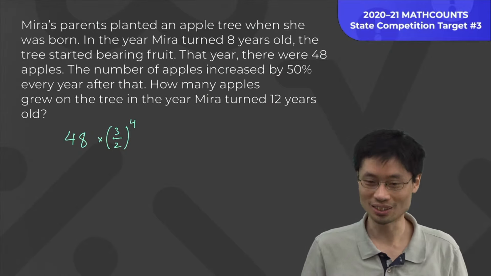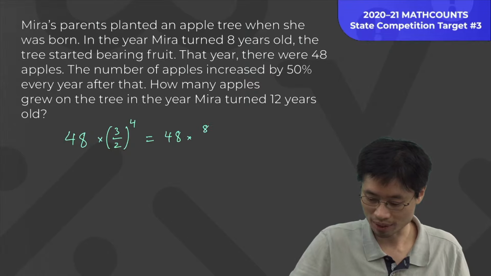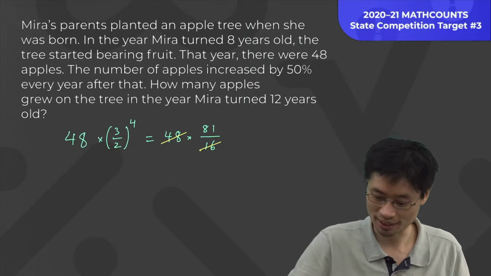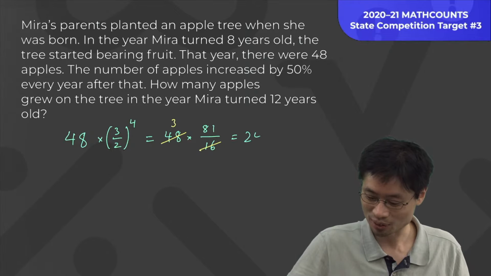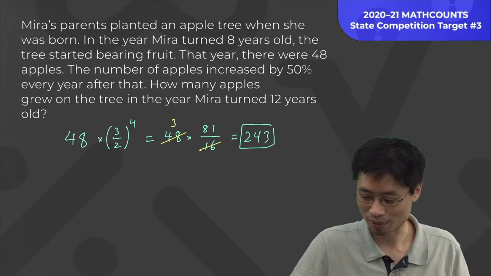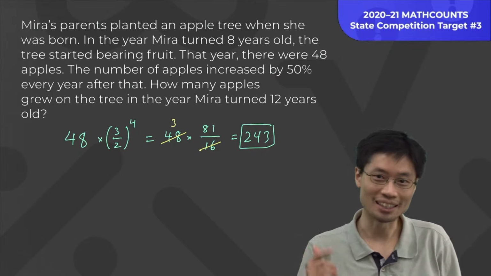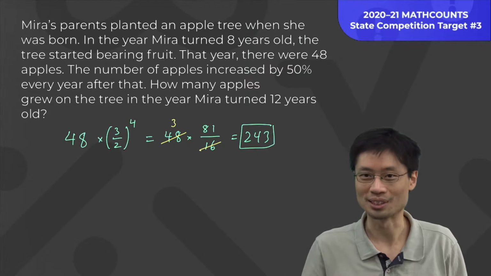So now let's just go and do this. That's going to be 48 times 3 to the 4th, which is 81, divided by 2 to the 4th, which is 16. I actually recognized that 48 happens to be a multiple of 16. It's 16 times 3. Oh, how nice. This is going to be another power of 3, 243. I mean, not like we had a power of 3 earlier, but we had powers everywhere. So I think that the answer is just 3 to the power 5, which is 243.